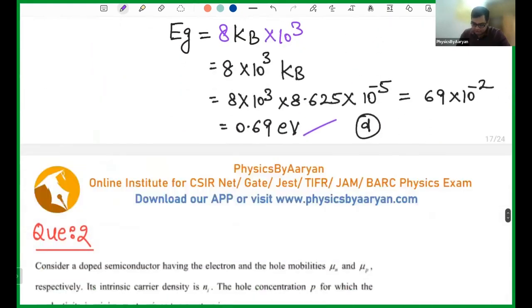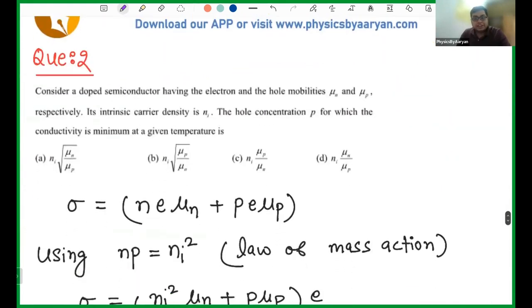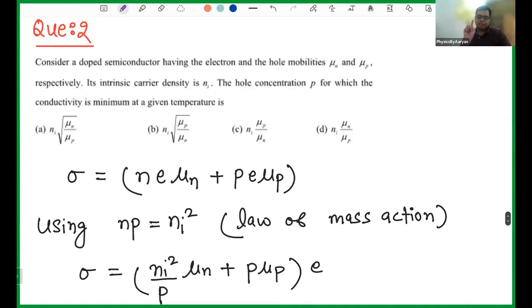Okay. Second question. Consider a doped semiconductor. Now we are not in intrinsic, we are now in extrinsic. Electron mobility is given. Hole mobility is given. And intrinsic carrier density is also given. And they are asking what the hole concentration is so that your conductivity is minimum.